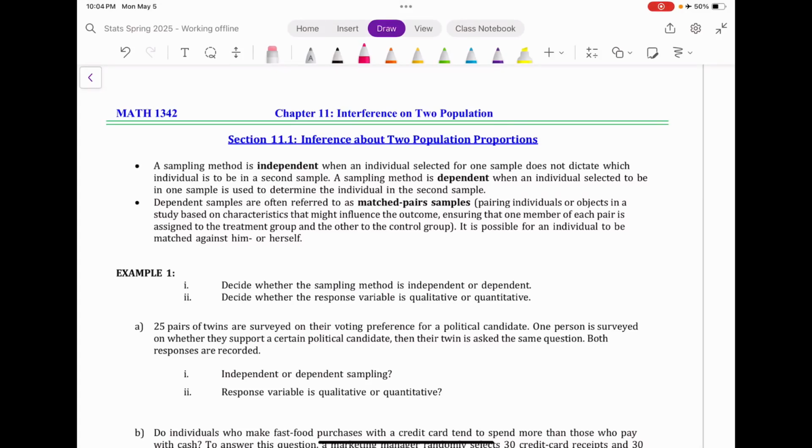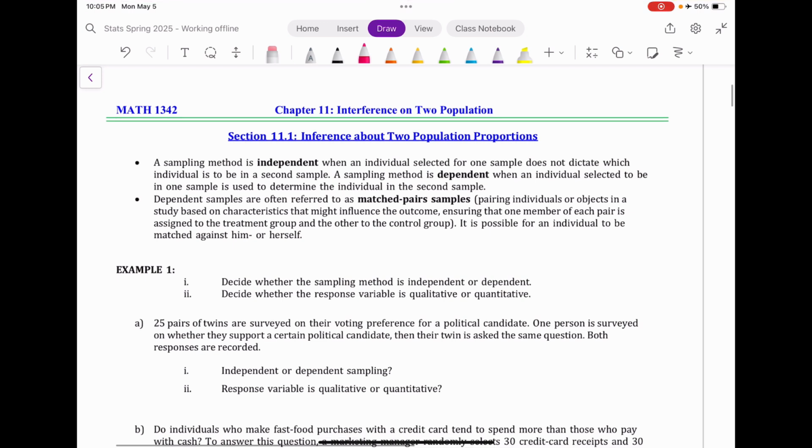All right, in this section we talk about comparing two population proportions. The first thing we have to talk about is the type of sampling methods. So in chapter 5, you might remember we talked about independent and dependent events.